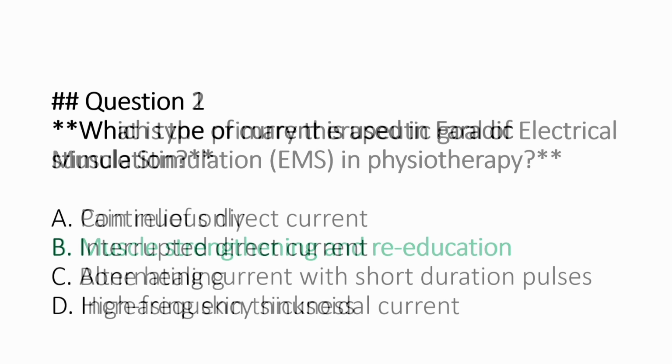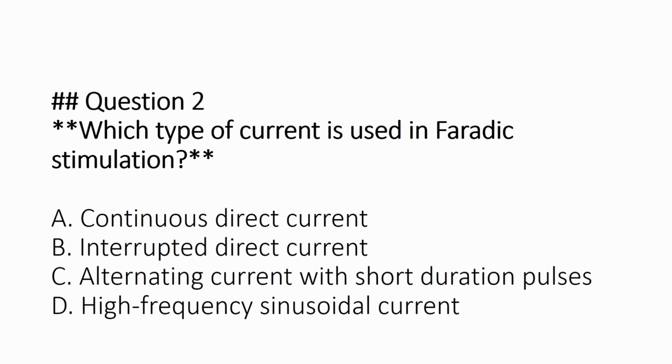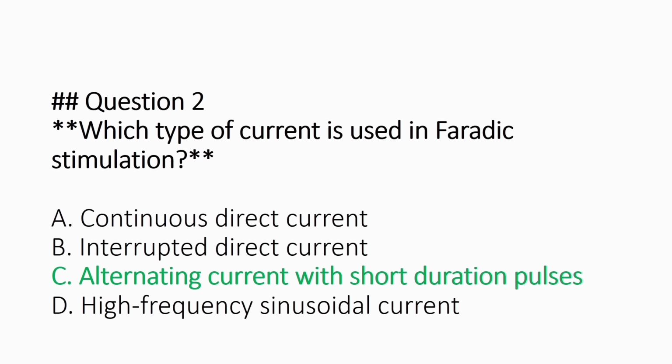Now let's move to question number 2. Which type of current is used in Faradic stimulation? Option A, continuous direct current. Option B, interrupted direct current. Option C, alternating current with short duration pulses. Option D, high frequency sinusoidal current. And the answer is option C, alternating current with short duration pulses.